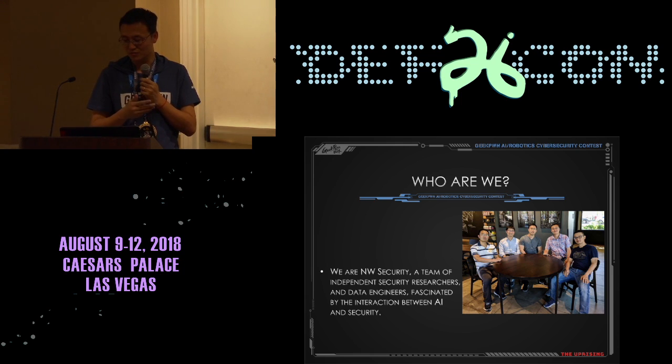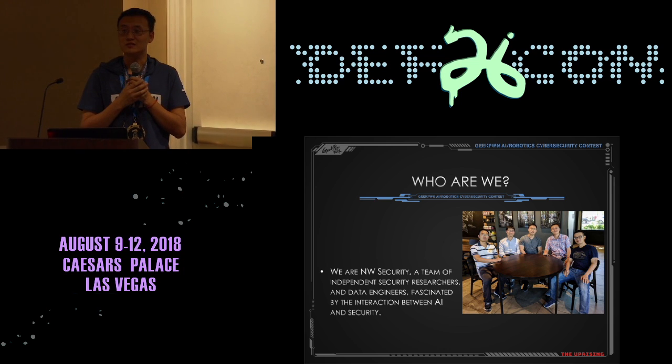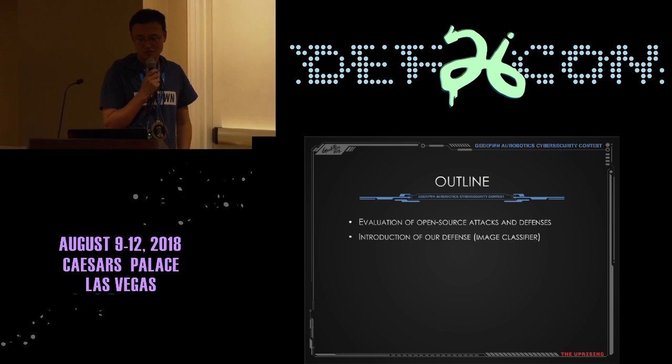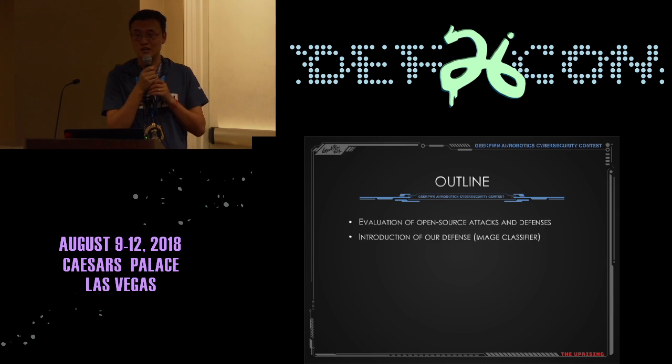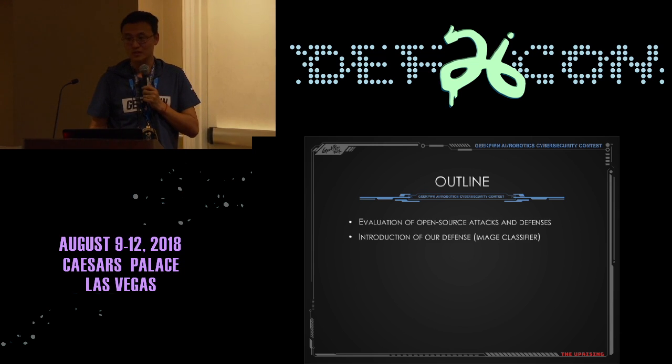We as a team got invited to the CAAD CTF, which is the first CTF competition on adversarial attacks and defenses. As a new team attending a CTF for the first time, we learned a lot from the beginning of preparation to the end of the competition. So this talk is going to mainly focus on sharing our learning from this event. This presentation will only include two parts. In the first part, I'm going to talk about how we evaluate open source attacks and defenses. Then in the second part, we're going to introduce our design of the defense for the CTF.